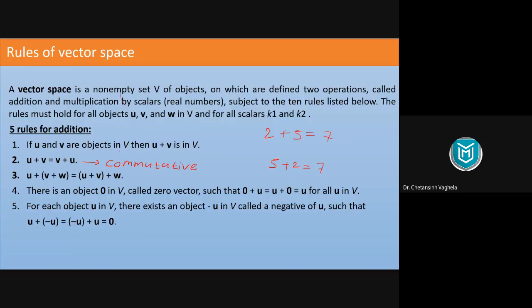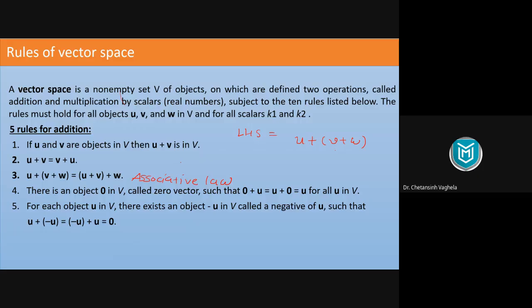Then the third property is called associative law or associative property. Now what is associative law? If you observe your left hand side here, what is left hand side? It is u plus, in bracket, v plus w. That means v and w, they are in association. Association means they are together in a bracket.